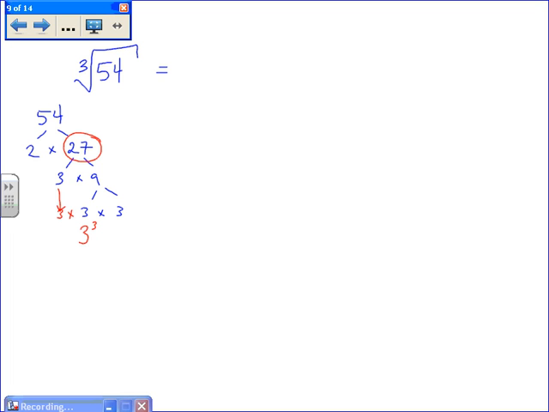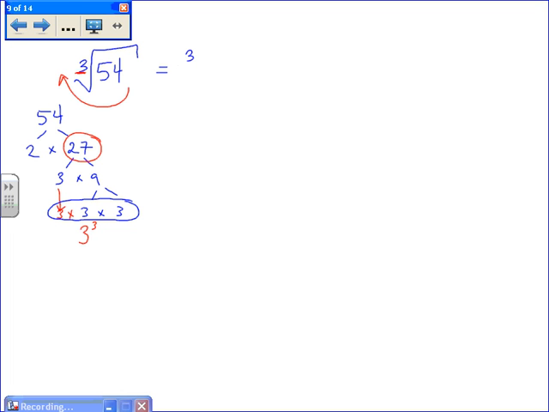Why am I looking for a perfect cube this time instead of a perfect square? Because I have the cube root of 54. So the only numbers that I can bring outside of this root symbol have to be perfect cubes. You're always looking at the index here to tell you whether you're looking for a perfect square or perfect cube. In this case, a factor tree is really helpful because it shows us which factors are perfect cubes or perfect squares. And 3 cubed gives me 27, so 27 is a perfect cube.